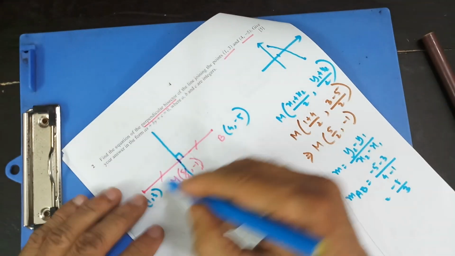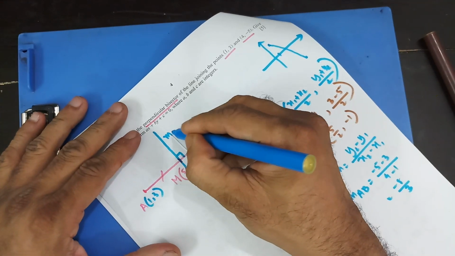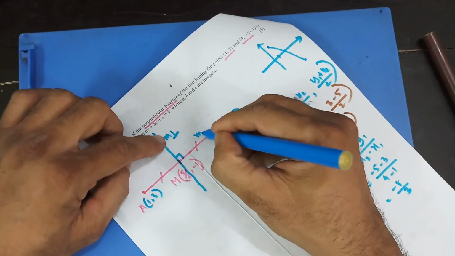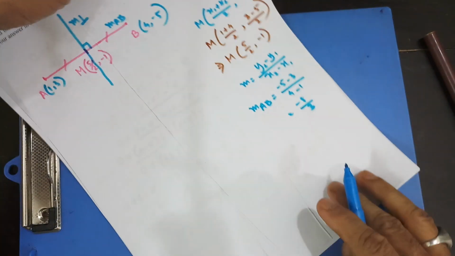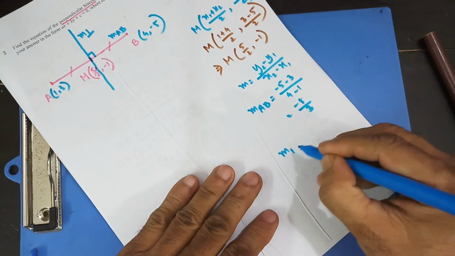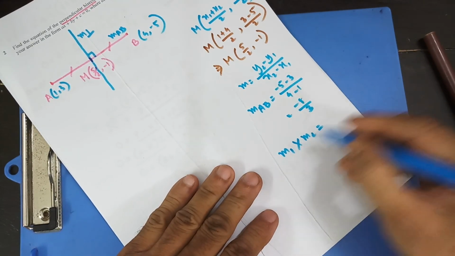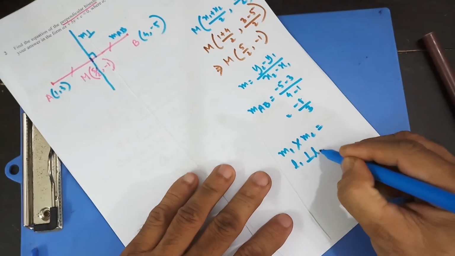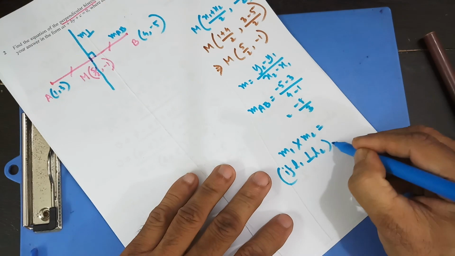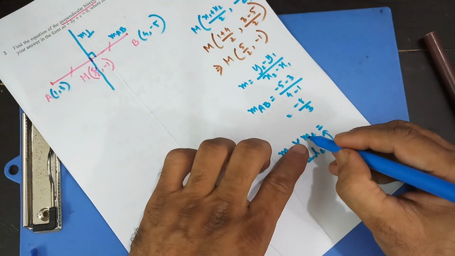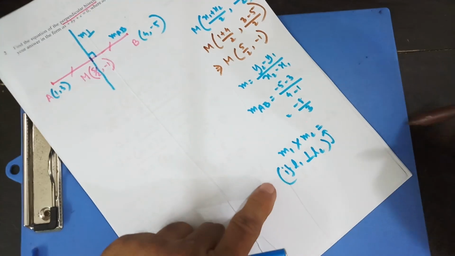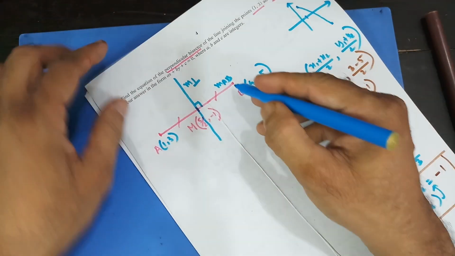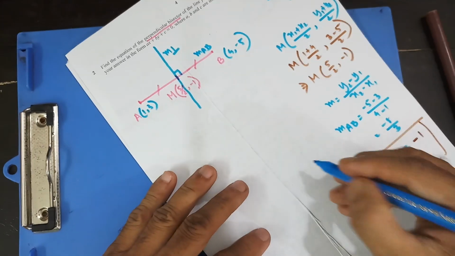Now this gradient and this gradient, which are perpendicular, when it's perpendicular, their product has to be minus 1. That's the formula: gradient 1 times gradient 2. If L1 is perpendicular to L2, then this is true: gradient of L1 times gradient of L2, their product is minus 1. So that's another formula you need to know. So I have this gradient AB right over here.